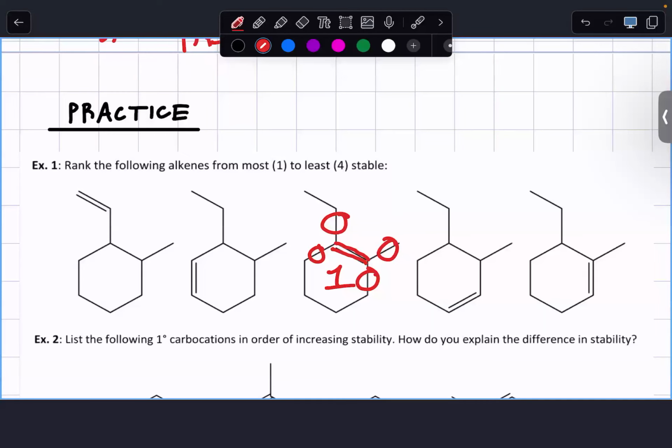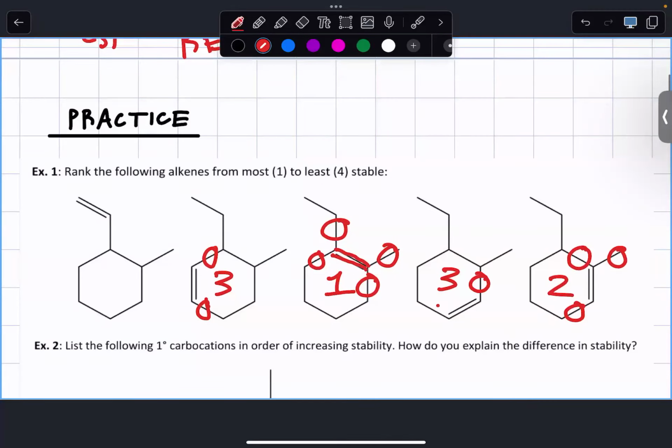Which one of these is the second most stable? Yeah, the one on the right, because it is trisubstituted. Now, the next one, there are two that are number 3. Yeah, the second one and the fourth one, because these 2 are disubstituted.